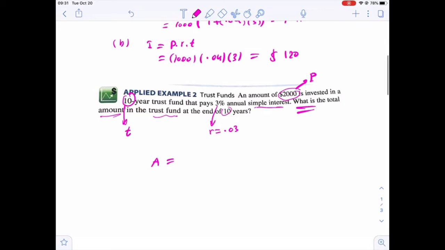So we have A equals the principal amount times 1 plus RT, and then the principal is 2,000 times 1 plus R. R is 0.03 times T. T is 10 years. And then we use the calculator to find A. A is 2,600.